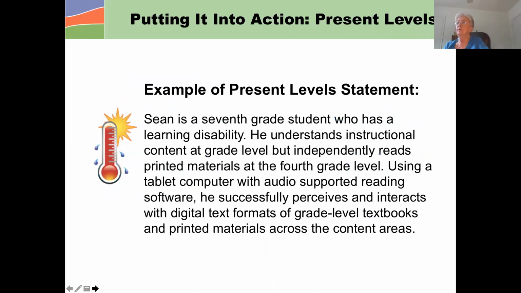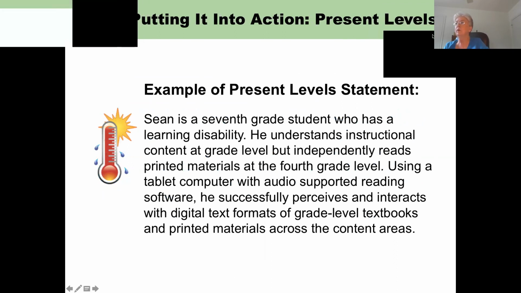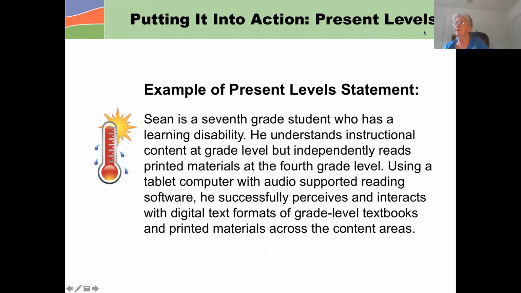So let's look at an example. Again, a present levels statement for Sean is that he's a 6th grade student who has a learning disability. He understands instructional content at grade level, but independently reads printed material at the 4th grade level. So using a tablet computer with audio supported reading software, he successfully perceives and interacts with digital text formats of grade level textbooks and printed materials across the content areas. So that's quite a difference in what he's able to do.